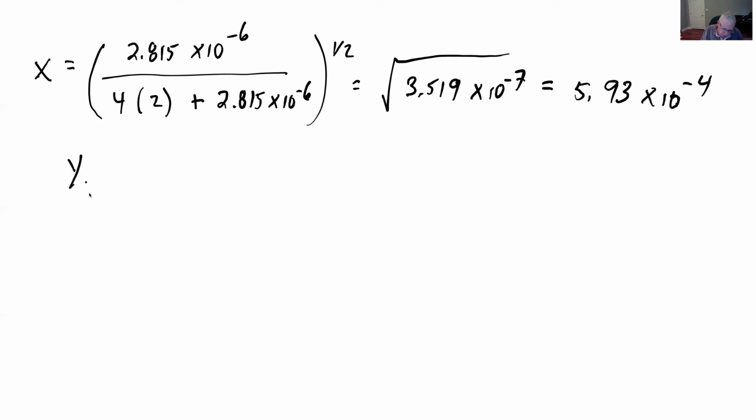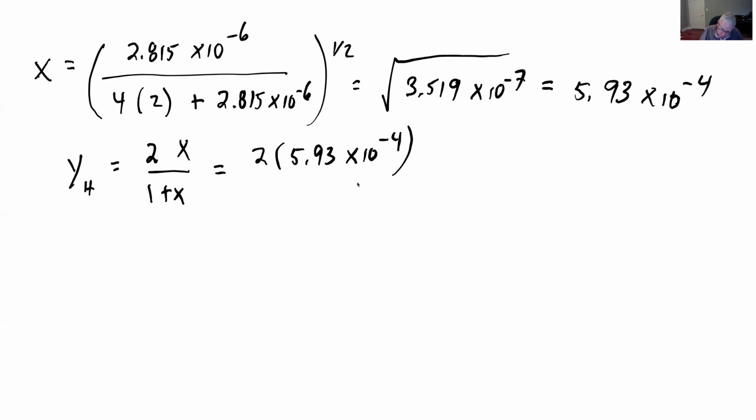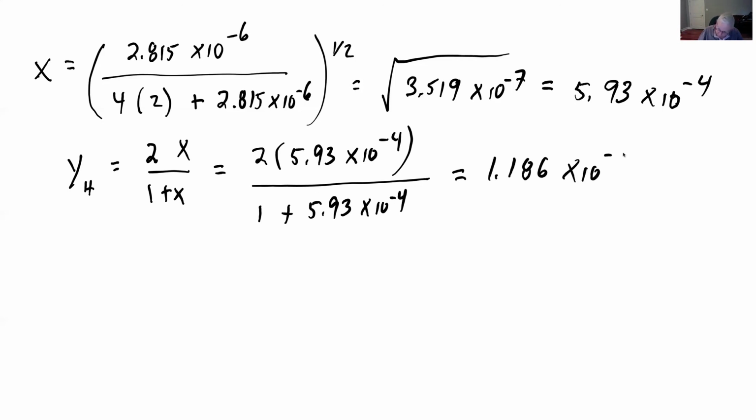That gives me y_H, the mole fraction of the hydrogen atoms, is 2x over 1 plus x. So that's equal to 2 times that number, and all of that is equal to 1.186 times 10 to the minus 3. So we do, in fact, have a still fairly small fraction dissociated, right? Which makes sense in terms of the small value for the equilibrium constant.